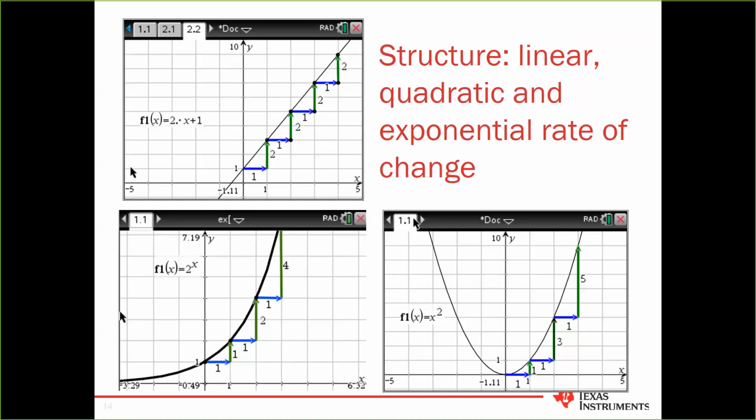What I didn't do was actually look at the rate of change that would happen in an exponential, which is the one in the lower left: over 1 up 1, and then over 1 up 2, and over 1 up 4. So the rate of change is very different. And the quadratic is over 1 up 1, over 1 up 3, over 1 up 5. So getting kids to look at that and talk about which one is growing faster and which one will continue to grow faster is really important for them to think about.